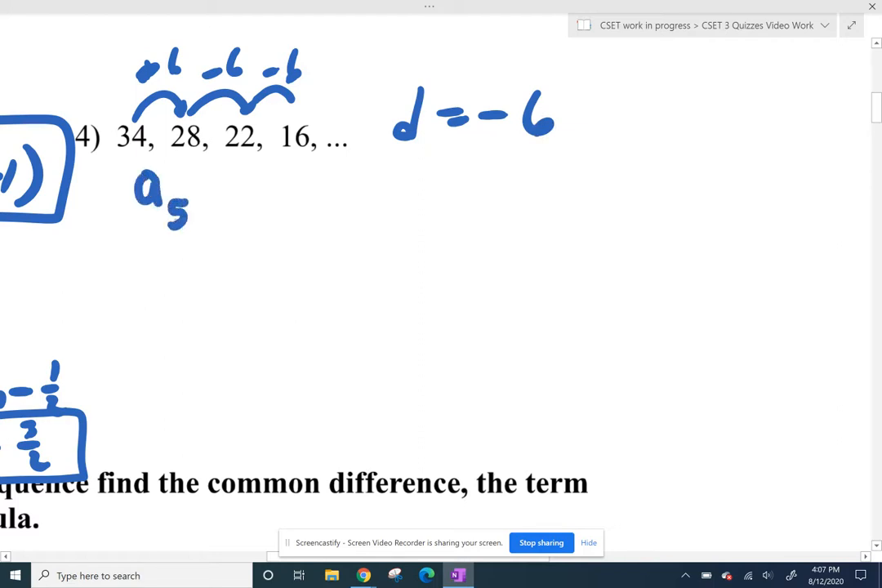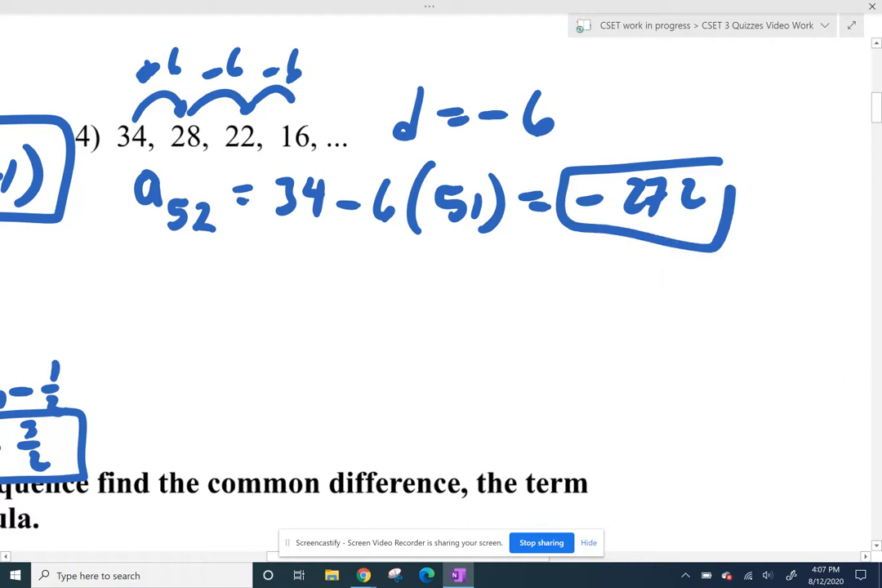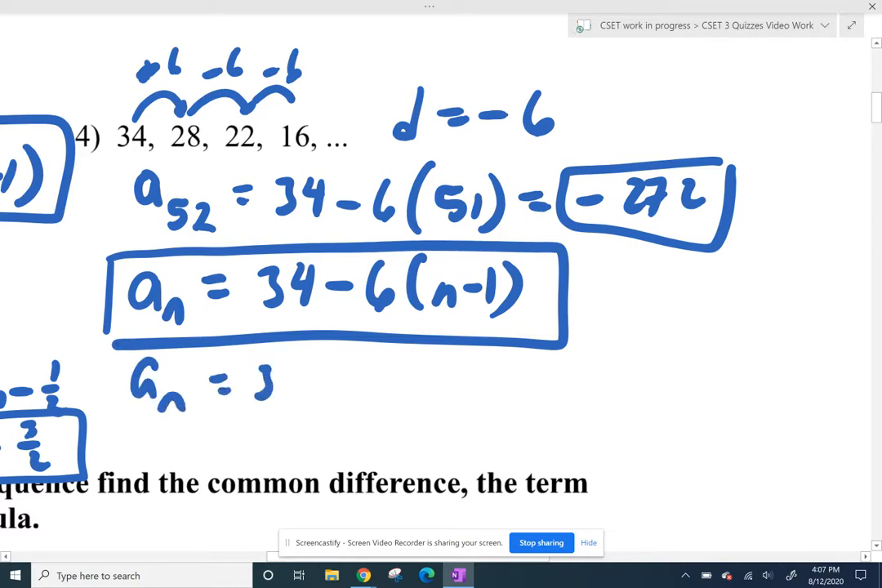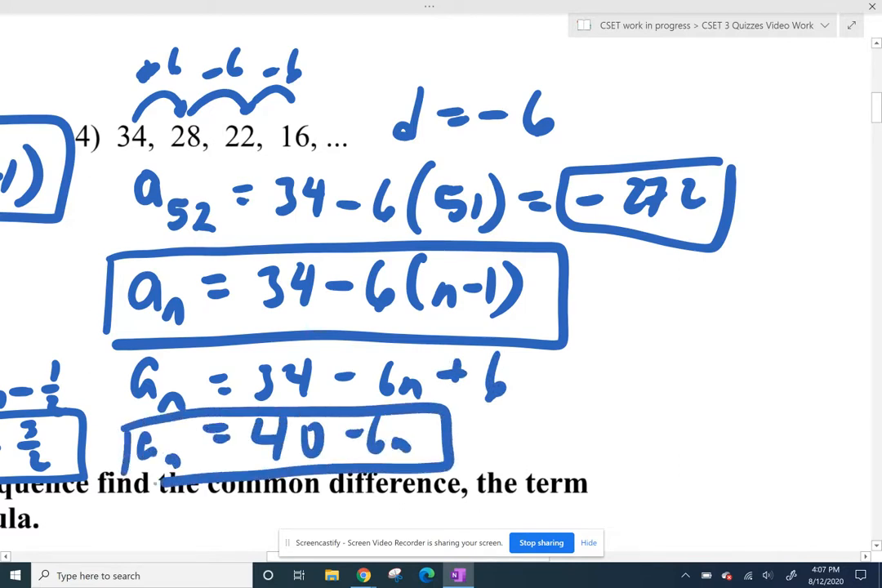If we want our 52nd term, we can get that by starting off with 34 and adding our common difference. So adding a -6, or you can just say subtracting 6 51 times. If you punch that in on your calculator, you'll get that the 52nd term is -272. If you want a generic formula, you start off with your first term and you subtract that 6 n minus 1 times. Totally fine leaving it here, but if you want, you can distribute the -6. Make sure you distribute that negative so that it's +6, and you get 40 minus 6n. And that's a formula for the nth term of your sequence.